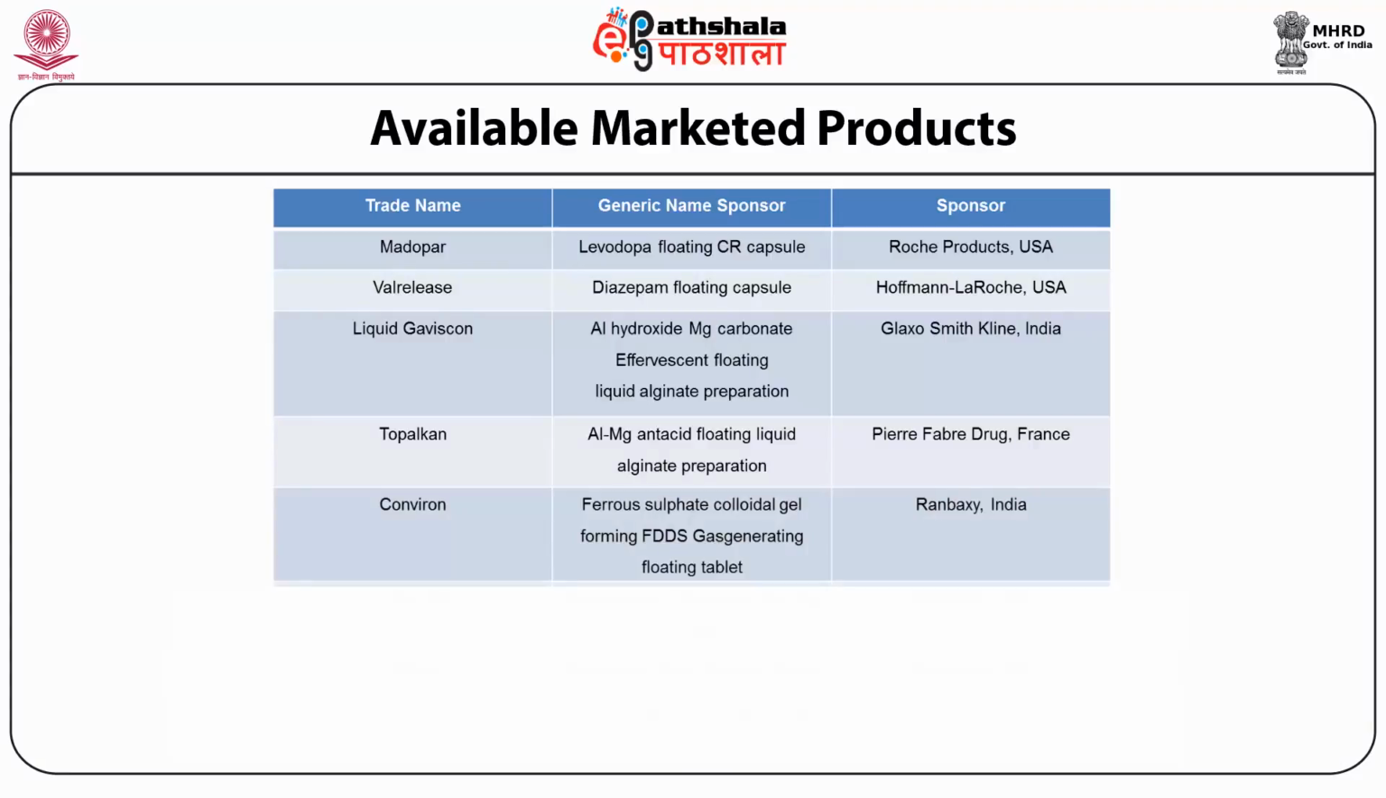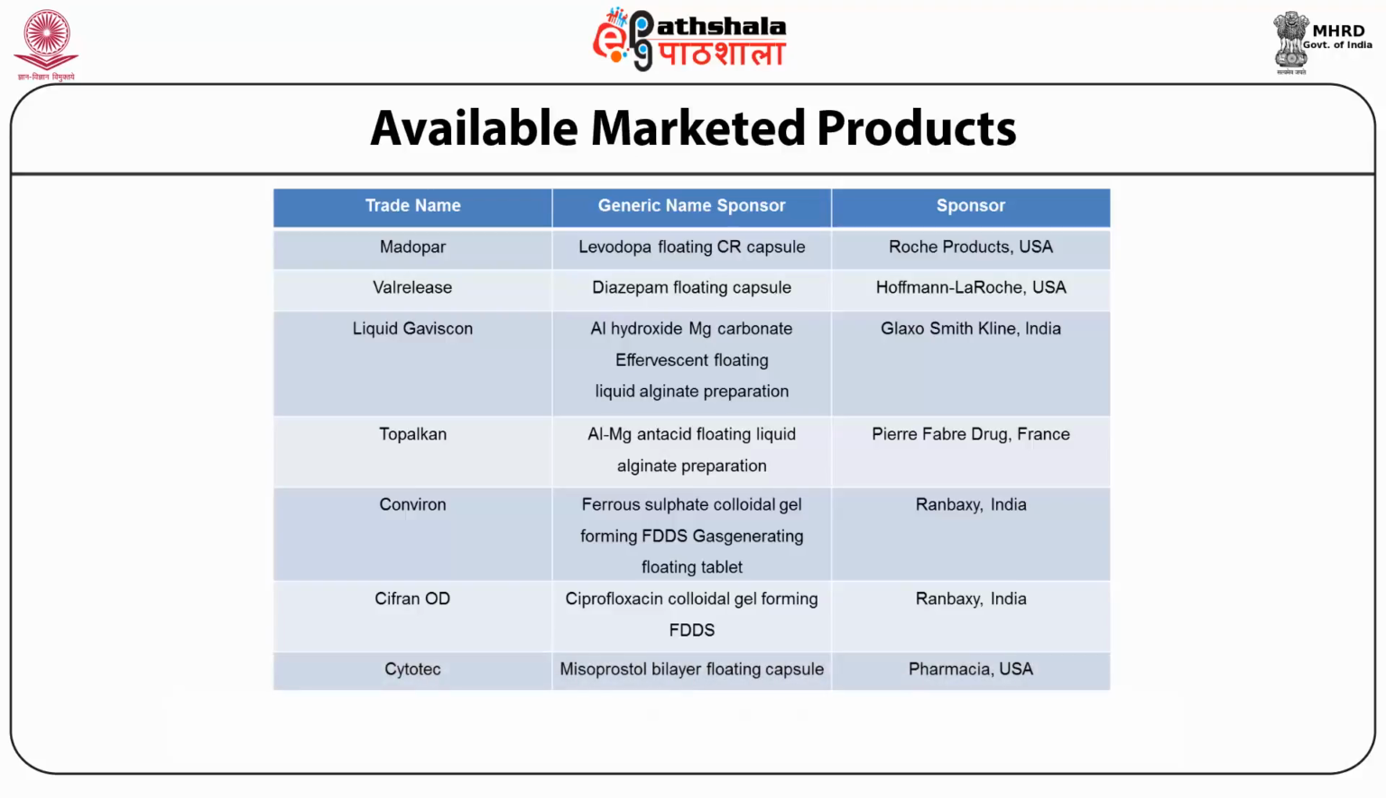Ferrous sulfate colloidal gel forming FDDS gas generating floating tablets are available by the brand name of Conviron, prepared and marketed by Ranbaxy India. Cifran OD is a brand name for ciprofloxacin colloidal gel forming fast dissolving drug delivery system, that is FDDS, prepared and marketed by Ranbaxy India. Cytotec is a brand name for misoprostol bilayer floating capsule from Pharmacia USA. Ofloxacin gas releasing floating tablets are available by the brand name of Oflin OD, prepared by Ranbaxy India.